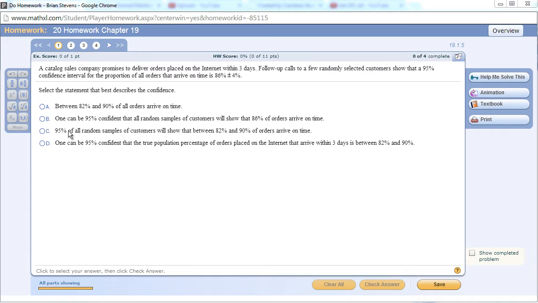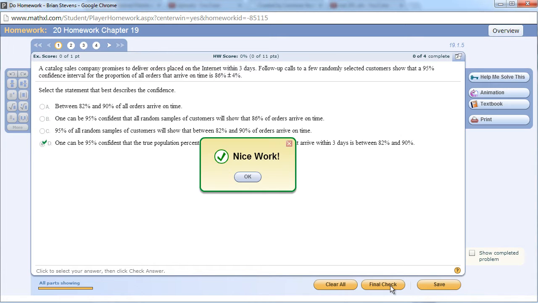And if you look at what follows that right here, one can be 95% confident that the true population percentage of orders placed on the internet that will arrive within 3 days is contained in the interval 82 to 90%. Excellent.